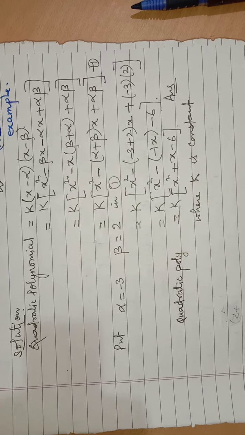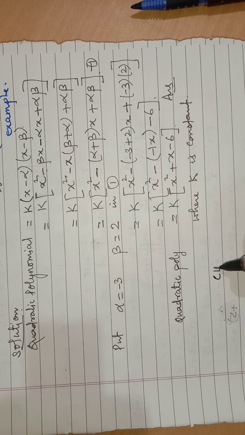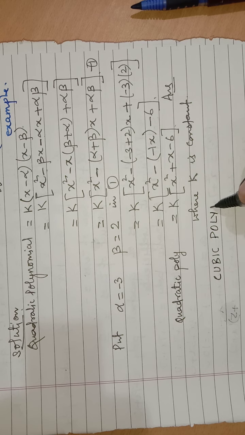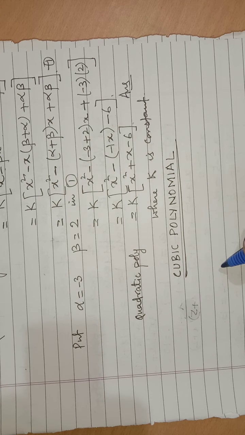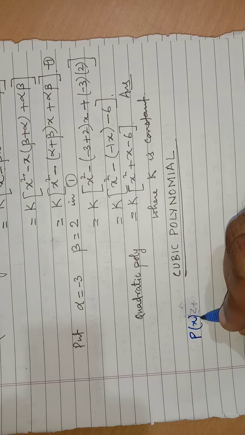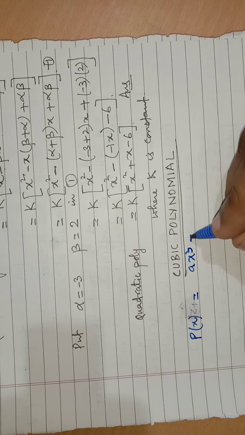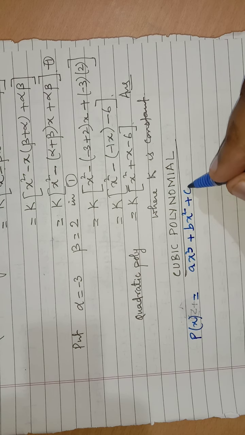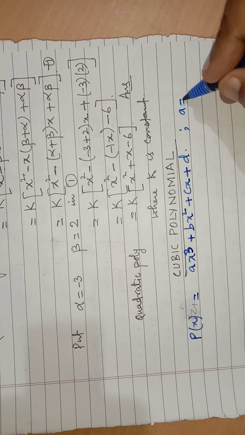Now I am coming to the next question, which is based on cubic polynomial. So first of all, cubic polynomial. A cubic polynomial is such a polynomial in which the degree is 3. So let P(x) be the cubic polynomial of the variable x. So it is ax cube plus bx square plus cx plus d. This is the general form. a is not equal to 0.